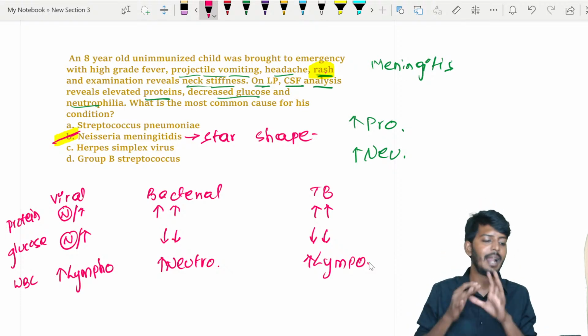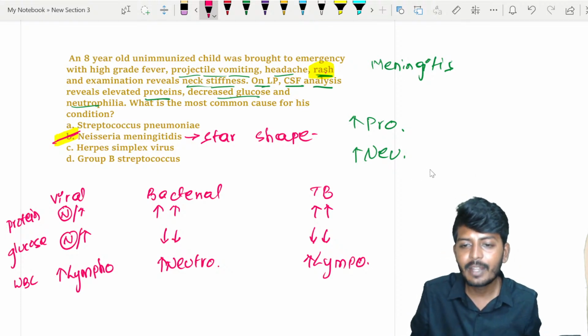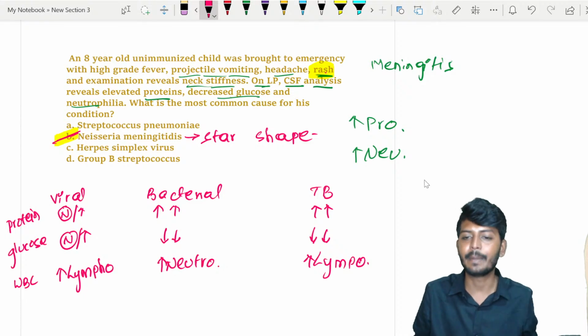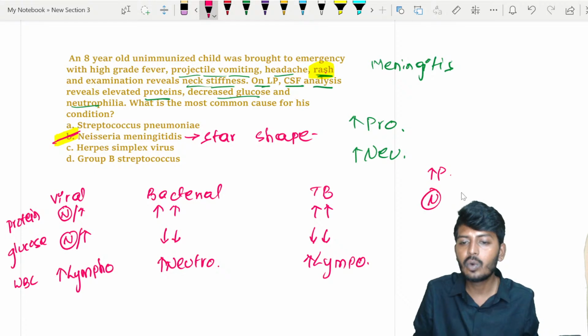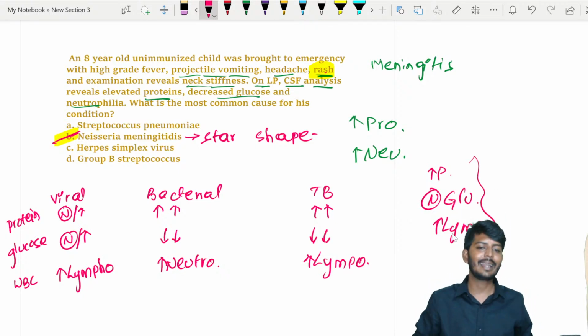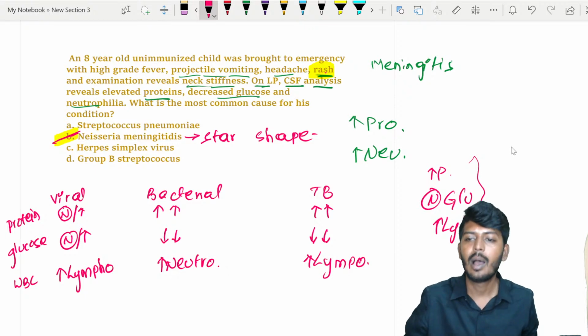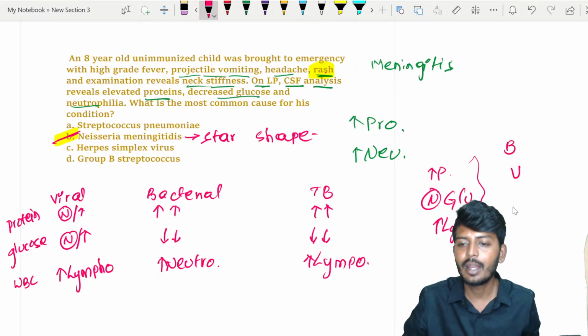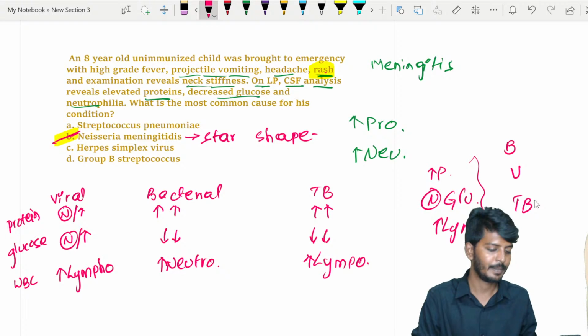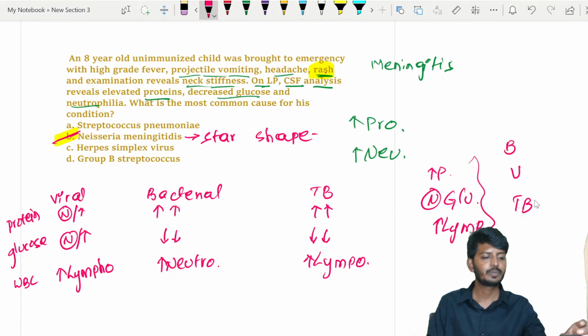So use this table and you people should tell me. If there is a patient with meningitis symptoms and there is an increase of protein, normal glucose, and an increase of lymphocytes, what is the diagnosis? Whether it is bacterial, viral, or TB. Which one is the correct answer? Come on, tell me quickly.